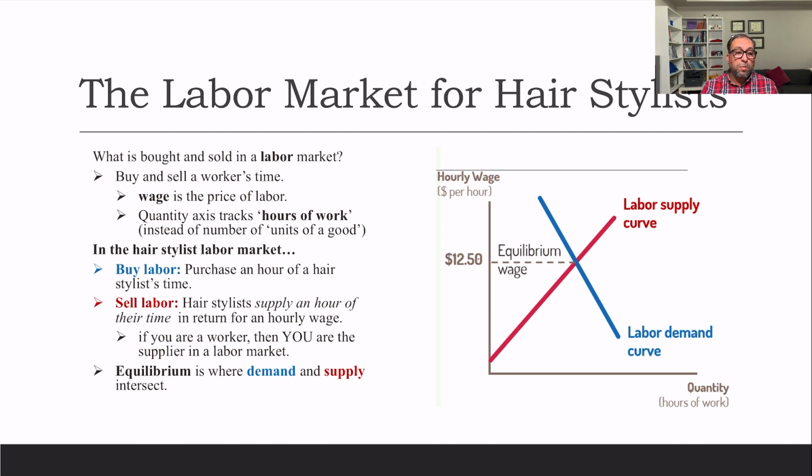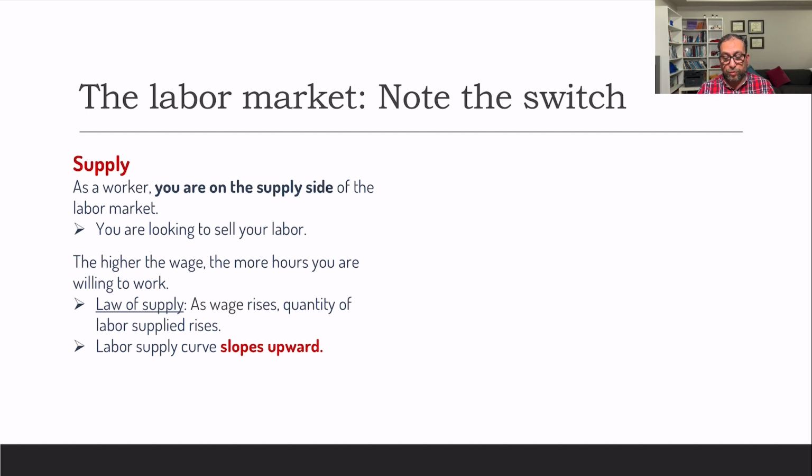In the hairstylist labor market, firms buy labor, purchasing an hour of a hairstylist's time, and hairstylists sell labor, supplying an hour of their time in return for an hourly wage. So if you are a worker, you are the supplier in the labor market, and equilibrium is where demand and supply intersect. Very standard: this is our demand curve, and this one is our supply curve, and by the intersection of these two we see that the equilibrium is here. This is going to be the per hour wage, and this is the number of hours that is going to be settled within the market.